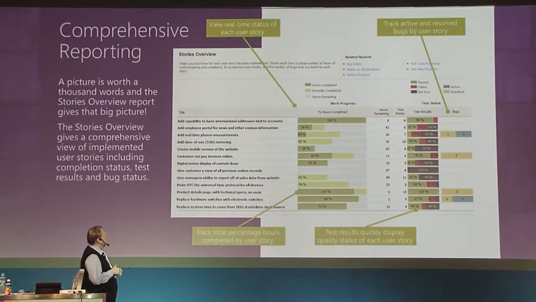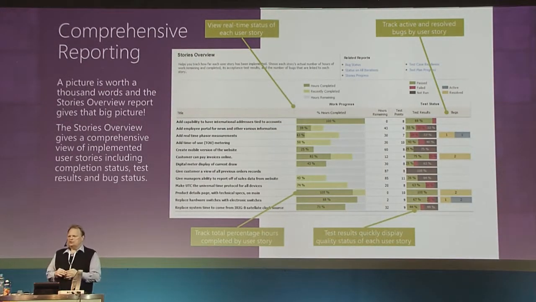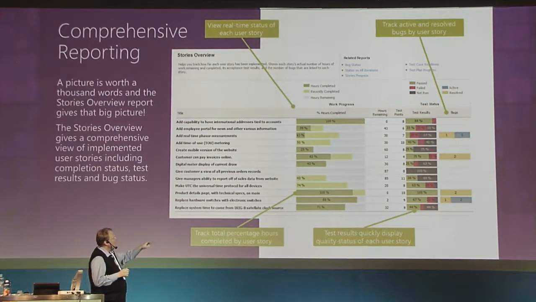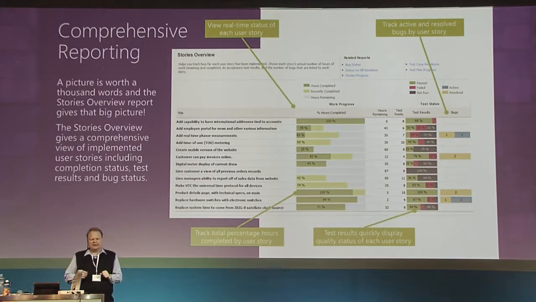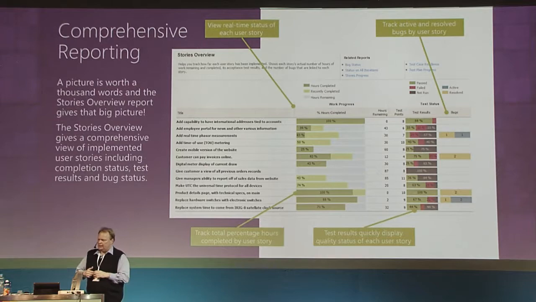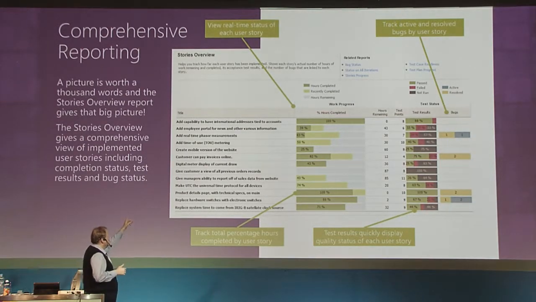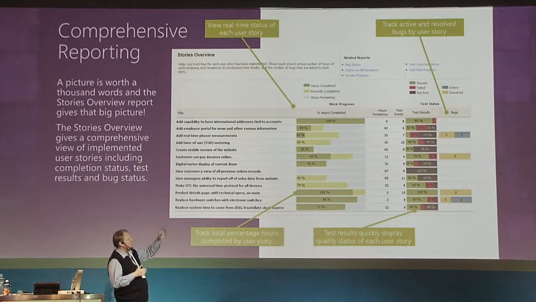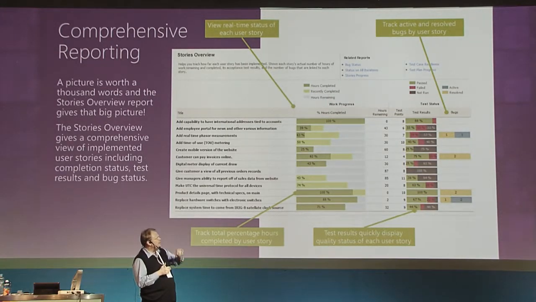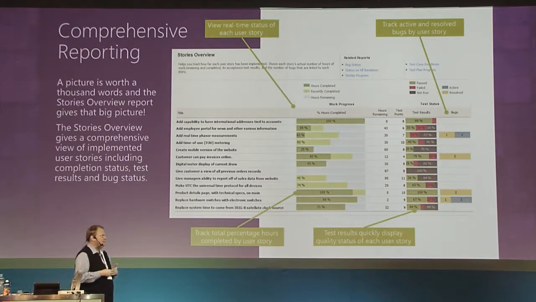Actually, that's my favorite report, because you only need to look at this report to know if your project is in trouble. So what we have here is a list of all the requirements. We have a completion level of those requirements, and we have the test results for those requirements as well. So what we can see here is that the requirement at the top has been completed, but not all tests have successfully passed. So we still have to do some work in order to have a high quality requirement at the end.